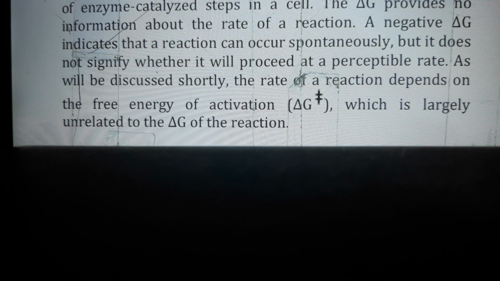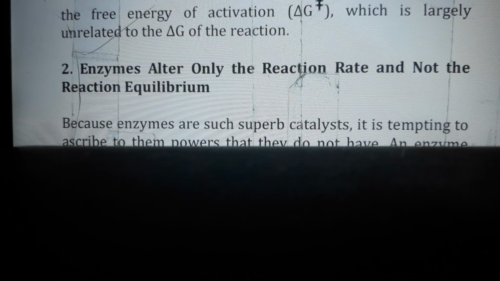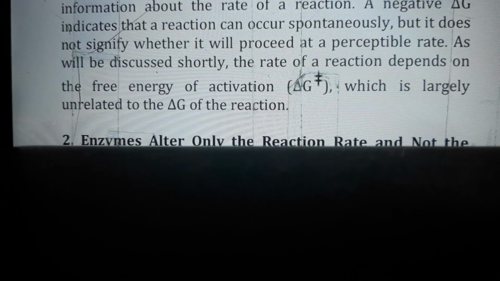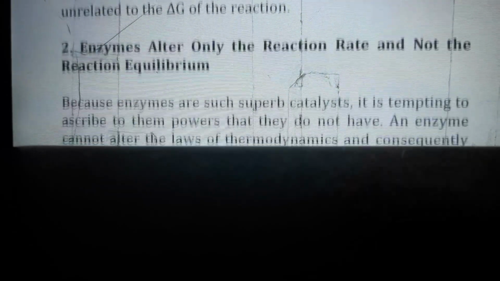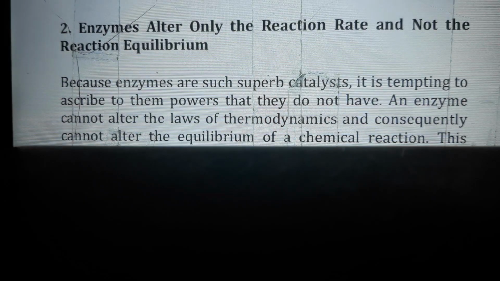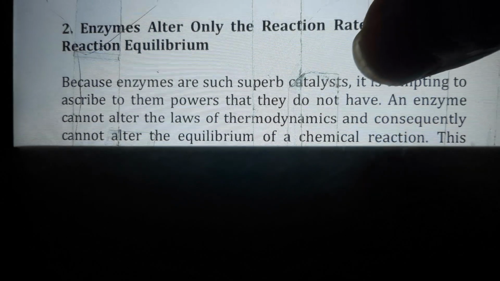Second, delta G provides no information about the rate of a reaction. A negative delta G indicates that a reaction can occur spontaneously, but it does not signify whether it will proceed at a perceptible rate. As will be discussed shortly, the rate of a reaction depends on the free energy of activation, delta G double dagger, which is largely unrelated to the delta G of the reaction. Enzymes alter only the reaction rate and not the reaction equilibrium.